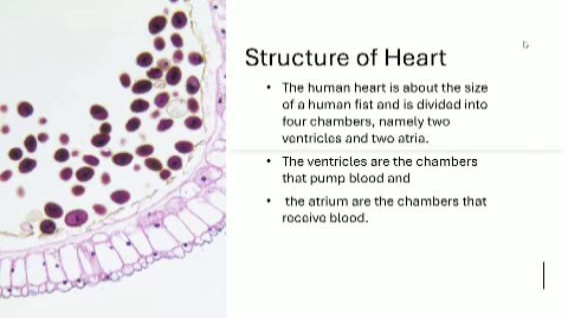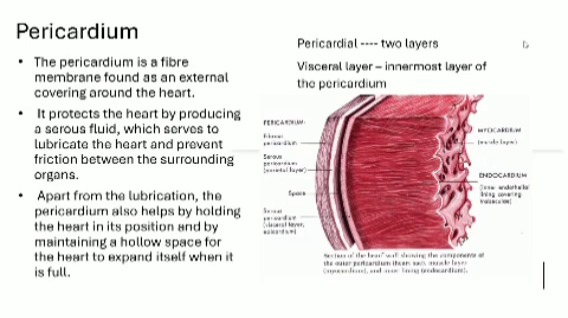Next slide. Coming to pericardium. The pericardium is a fibrous membrane found as an external covering around the heart. It protects the heart by producing a serous fluid which serves to lubricate the heart and prevent friction between the surrounding organs. By producing serous fluid, this pericardium layer helps to protect the heart.